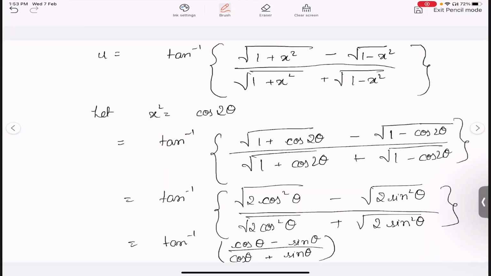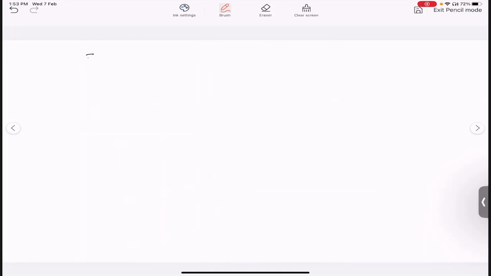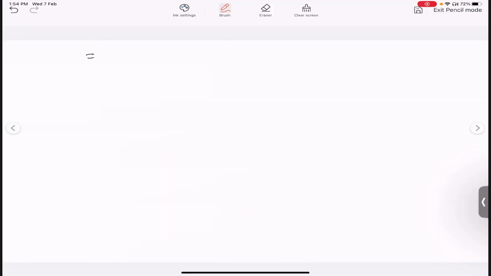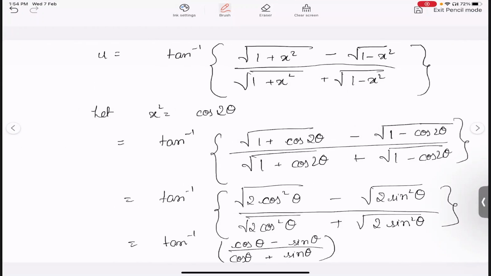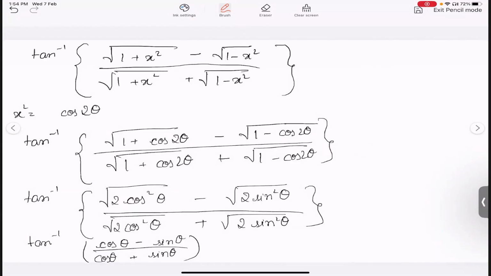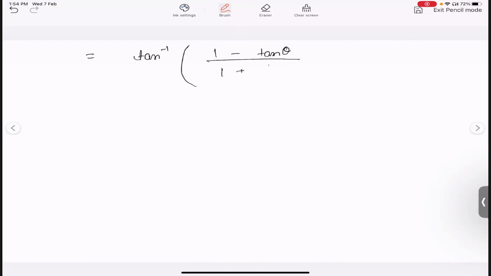So what we can do here is divide both the numerator and the denominator inside the bracket by cos theta, and we will be left with tan inverse of (1 minus tan theta) by (1 plus tan theta).